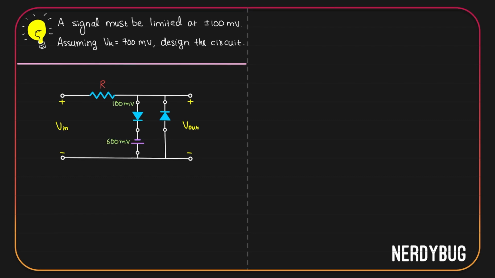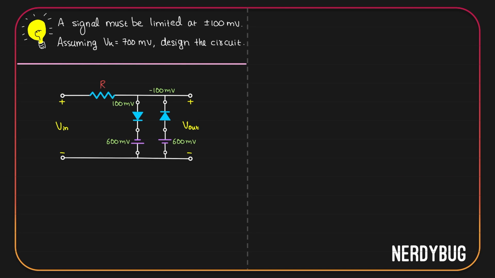Now, the negative clipping should happen at minus 100 millivolt. That is, this diode should be switched on when the potential here becomes minus 100 millivolt. The diode has minus 100 millivolt on the N side. It needs at least 700 millivolt across it so that it will be switched on. That means on the P side, we should be providing plus 600 millivolt. That can be done by adding a cell of potential 600 millivolt with its positive terminal here and negative terminal here.